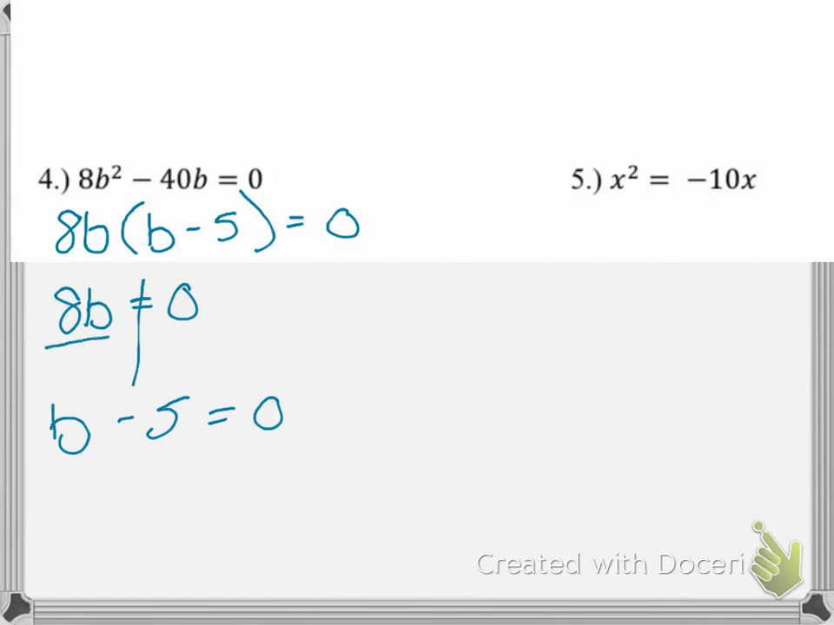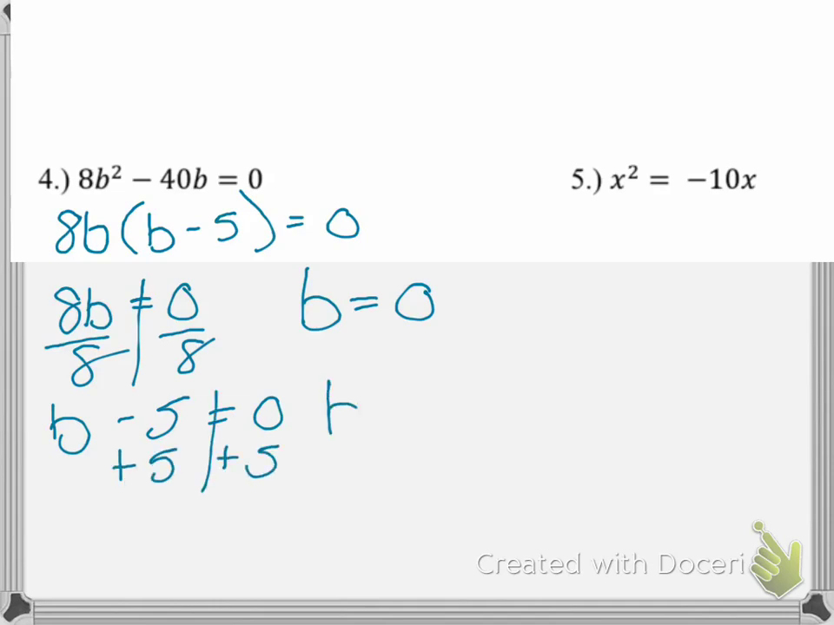So for up top, all I have to do is divide by 8, and so I know b is equal to 0. That's an option. Or down below, I'll add 5 to both sides, so b is equal to 5.